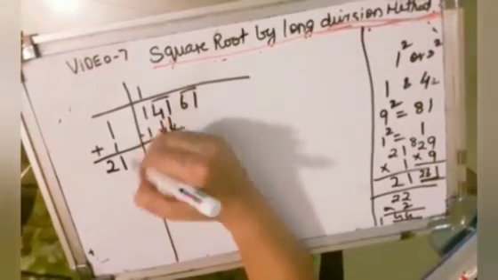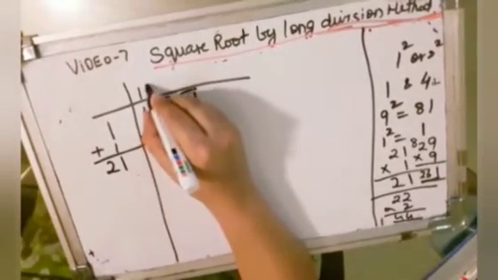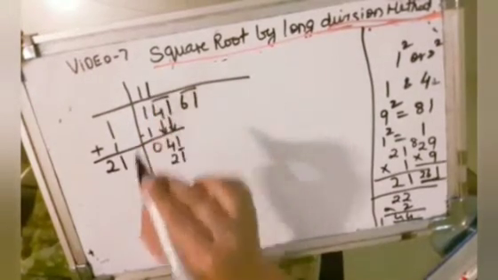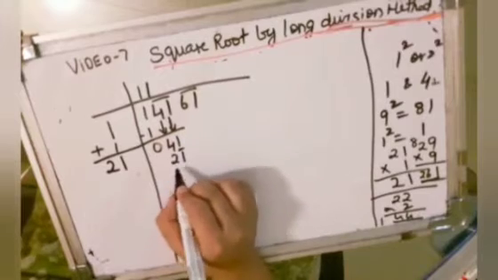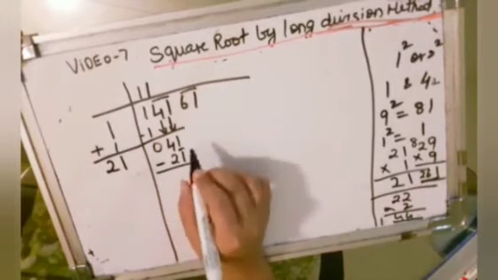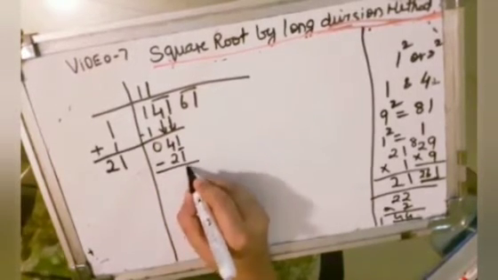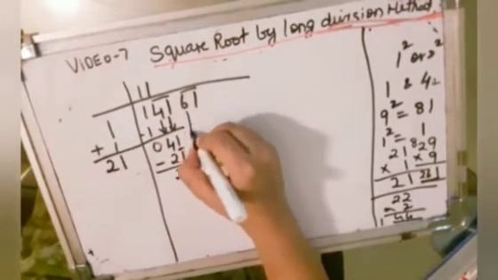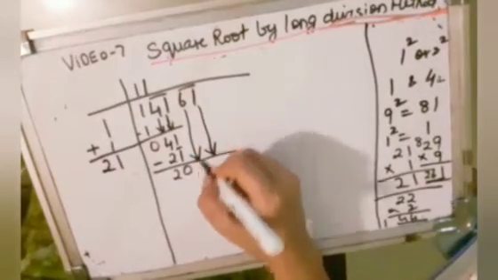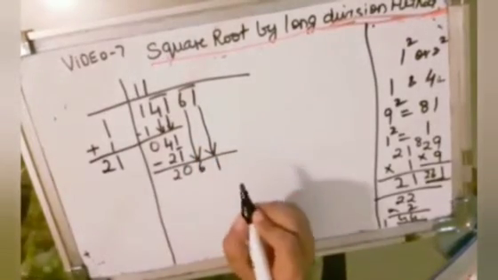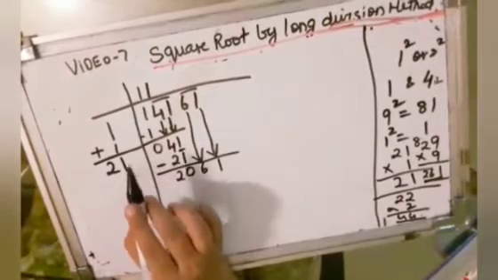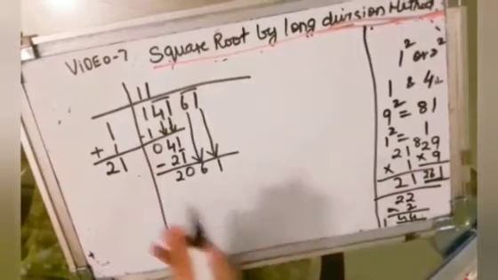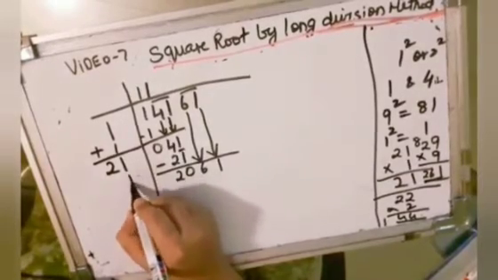So 21, here you have written 1, so here also you will write 1 and then you will write here 21. So 21 into 1 will give you 21 and you will subtract that number. So 1 minus 1 is 0, 4 minus 2 is 2, and down you bring down 6 and 1 together, so that is 61. Now as I told you earlier that you have taken 1 as your extra number, so you add the same number again.